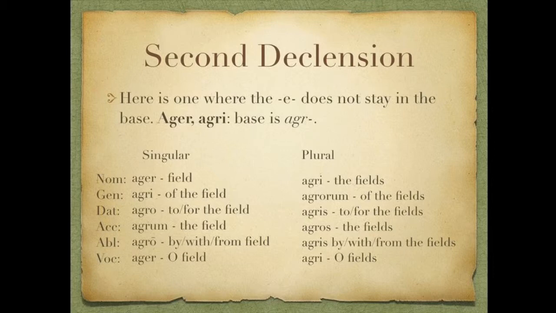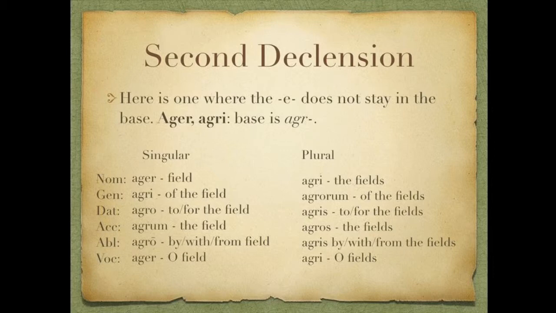Dative singular, agro, to or for the field. Accusative singular, agrum, the field. Ablative singular, agro, by, with, or from the field. And then vocative singular, ager, o field. And again, vocative in that case has the same form as the nominative.